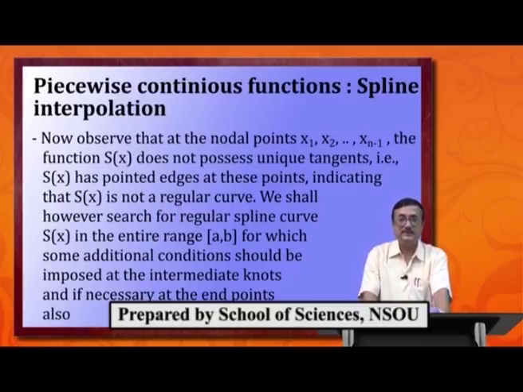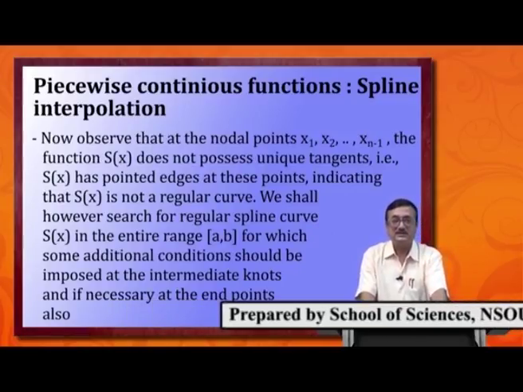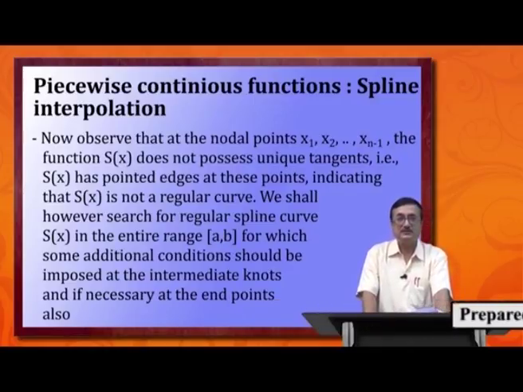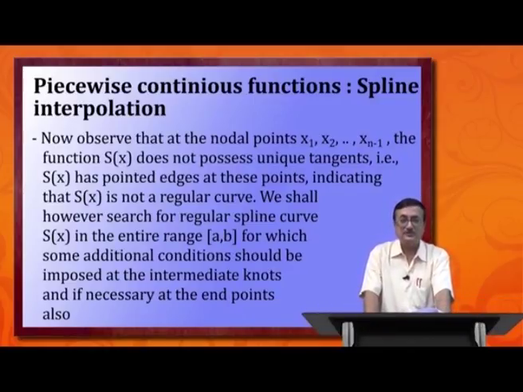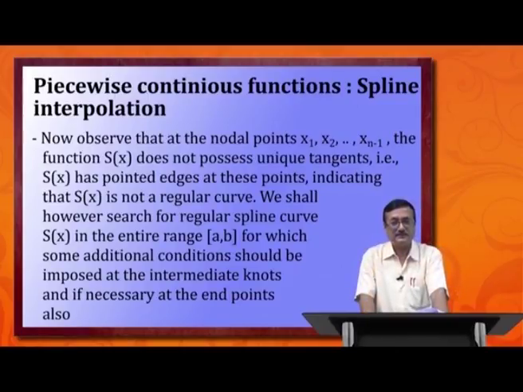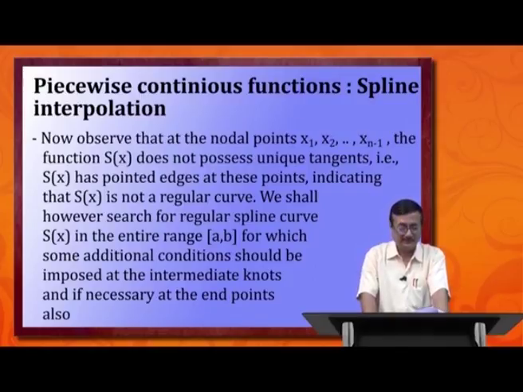Look at the figure again. We have here some sharp edges at the internal nodal points. So there is no unique tangent at those points, indicating that S(x) is not a regular curve. We require a regular curve S(x). So we have to impose some constraint at the internal nodal points.